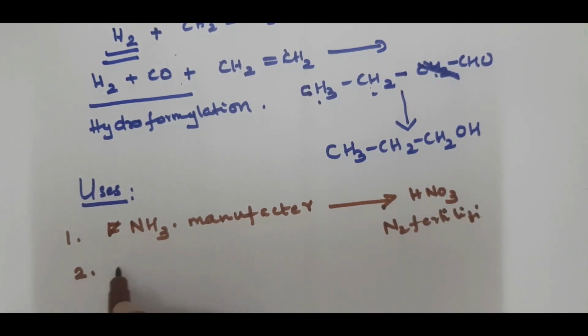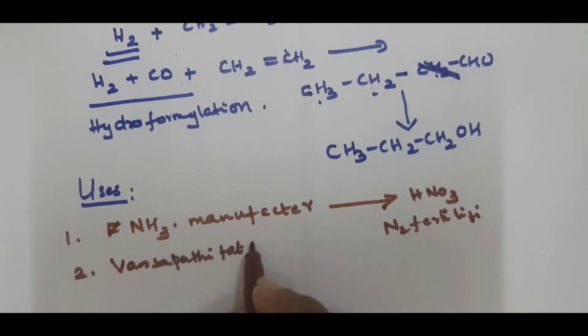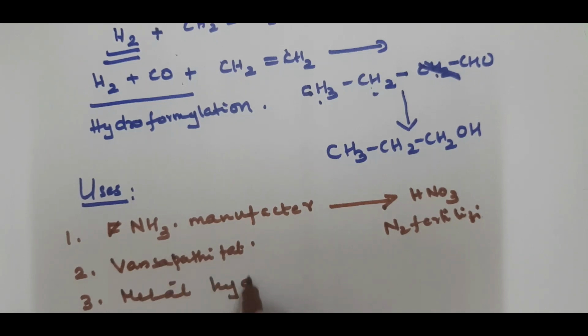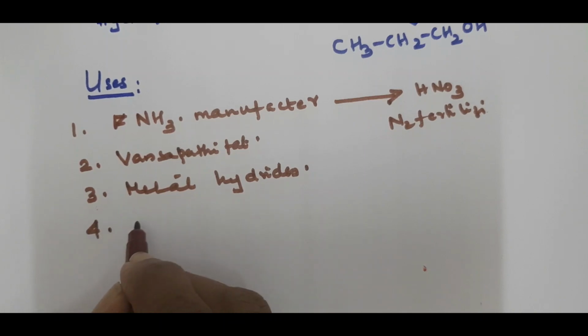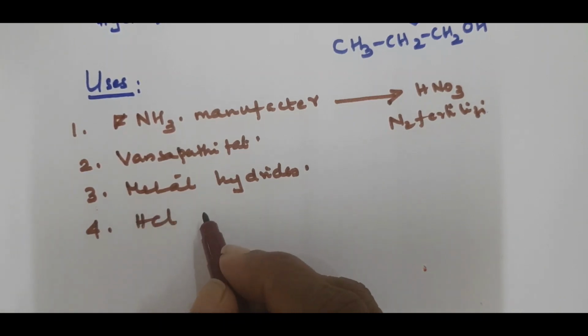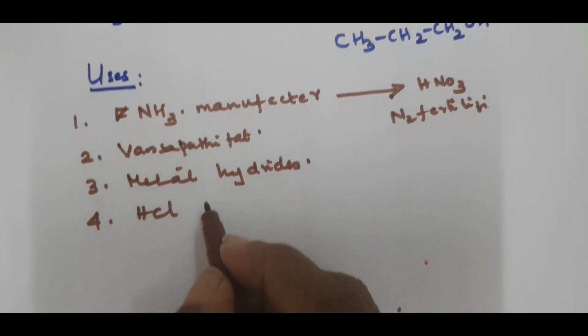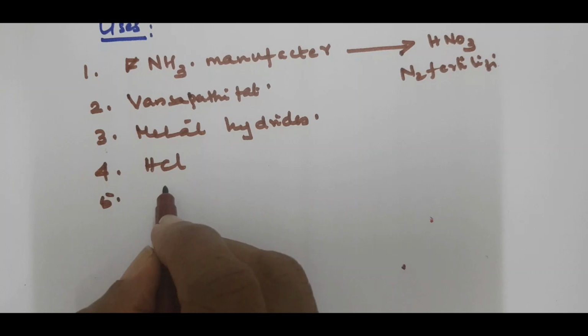Second, hydrogen is used in the manufacture of vanaspati fat by the hydrogenation of unsaturated vegetable oils. Third, it is used in the manufacture of metal hydrides, which we have seen. Fourth, it is used in the preparation of hydrochloric acid. Many preparations are there, and we will write some more.